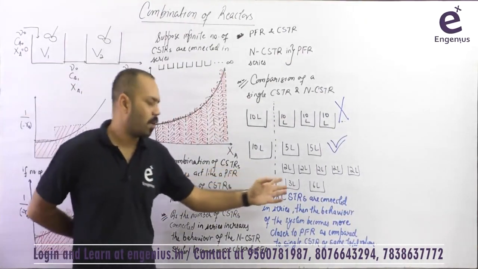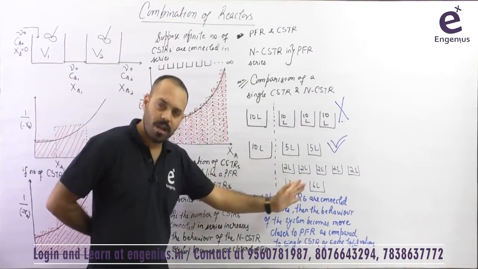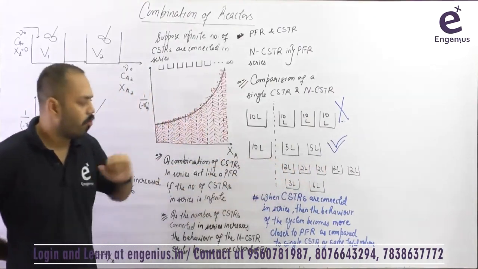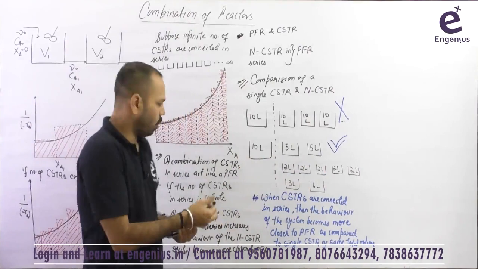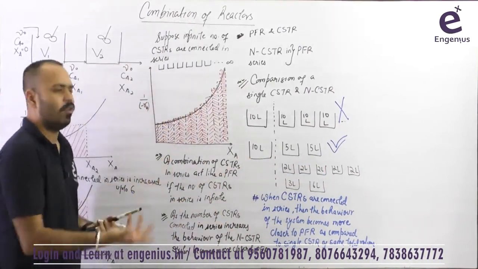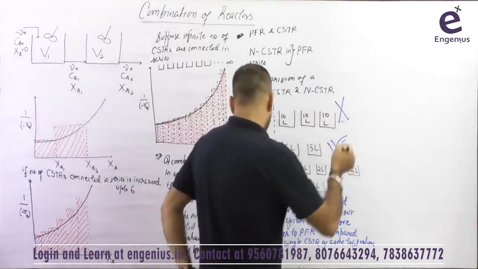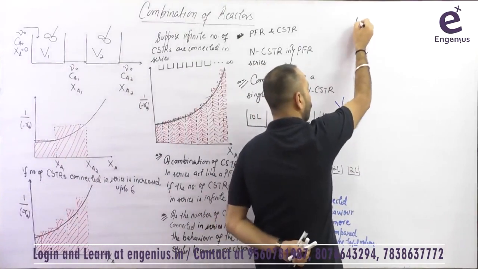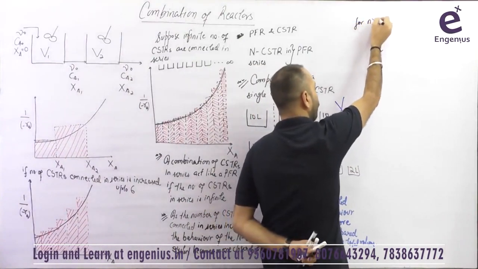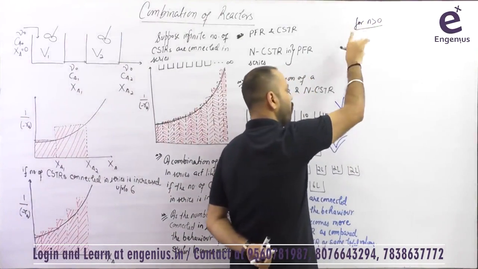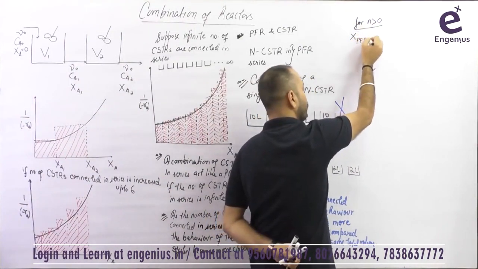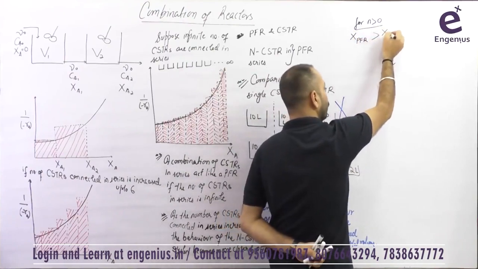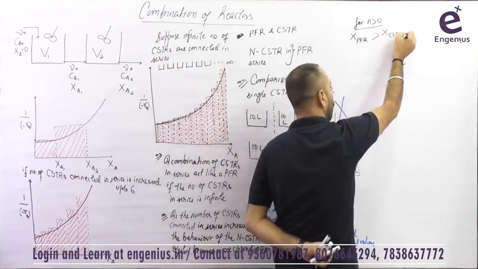Right now, we are comparing the conversion given by these two systems. Then we are keeping the total volume constant. So what is the result? Now I'm not going to derive here. Definitely I can prove it graphically, but we have already done these things, right? So for n greater than 0, what we have studied? Conversion of PFR is more than conversion of CSTR of same volume. I hope you know this.